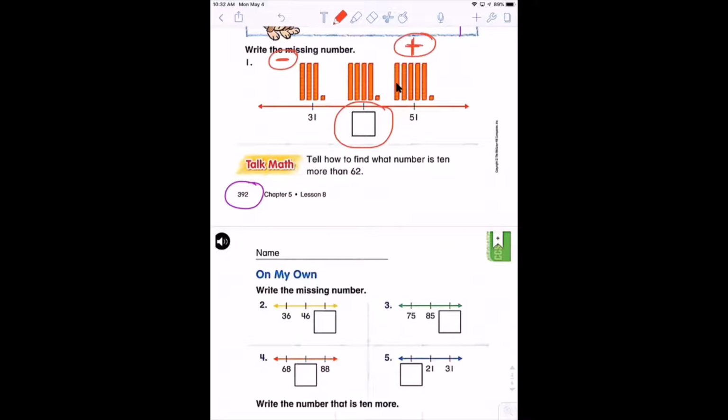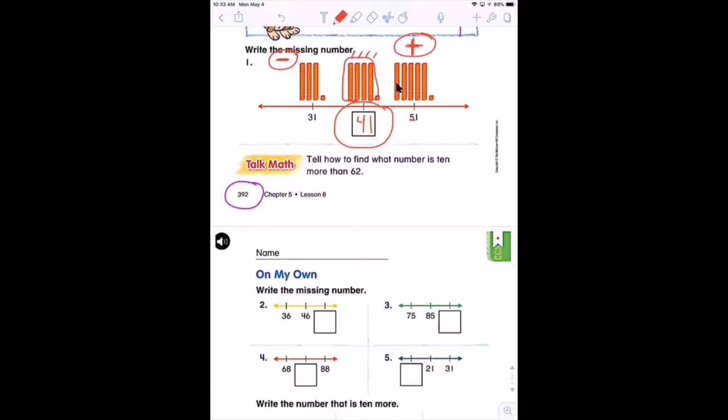Okay. So I have 51. What do I have in the tens place? 5. So if I take out 1 group of 10 right there to find my number, how many groups of 10 do I have? 1, 2, 3, 4. I have 4. How many ones? 1. So it's 41.